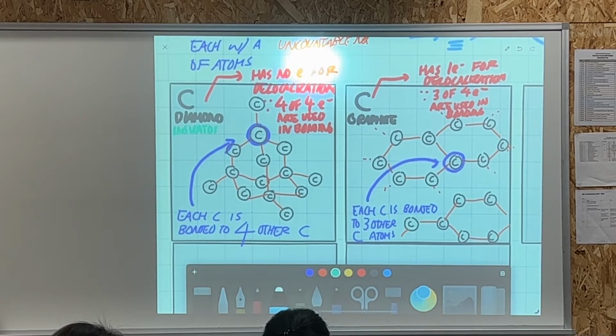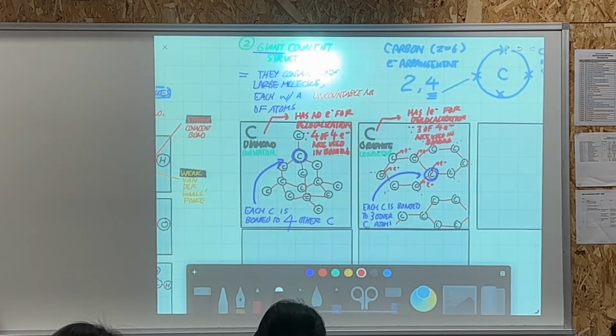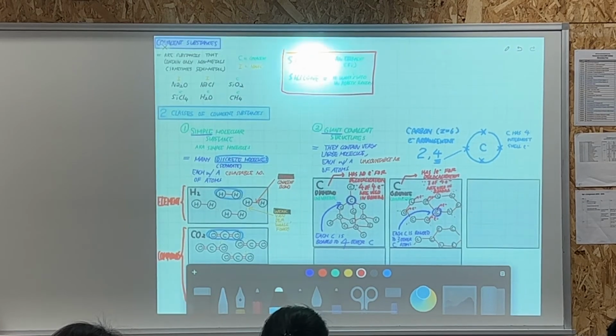because there are no electrons for delocalization. And graphite is a conductor because each of the carbons will throw out an electron for delocalization, making it conductive. So that's graphite.